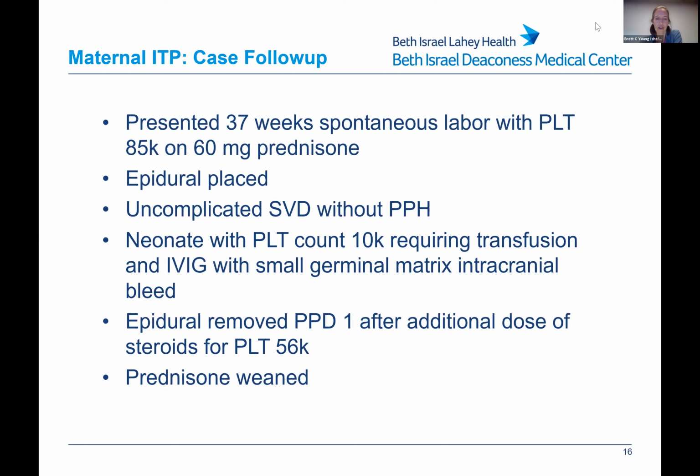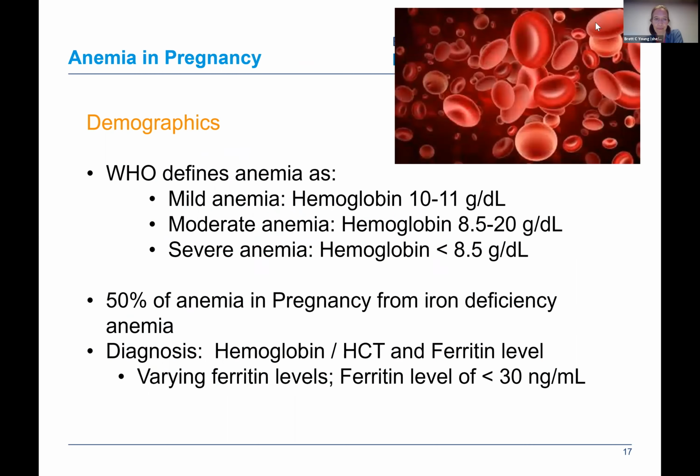Her platelet count was trended during her labor course and immediately after delivery, and trended down to 56,000. So she got an additional dose of steroids, and then the anesthesiologist felt comfortable removing her epidural, and it was removed after this additional dose of steroids when her platelets were above 70,000. And then postpartum, her prednisone was weaned, and the patient did well and actually went on to have a second baby that I took care of her pregnancy and did well with, again, recurrent neonatal thrombocytopenia, but fortunately not as severe as this pregnancy. All right, so let's transition to anemias, anemia in pregnancy.